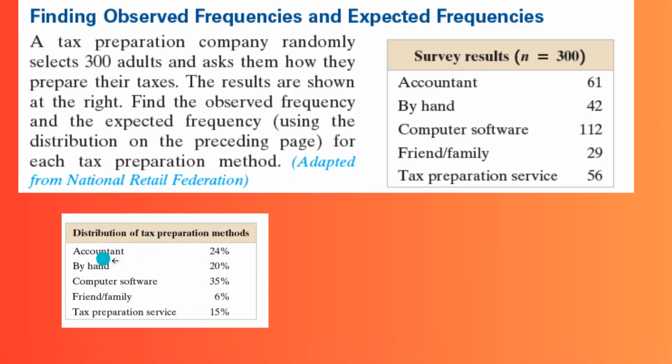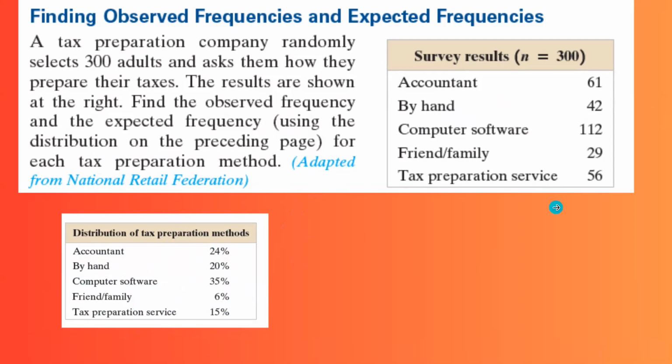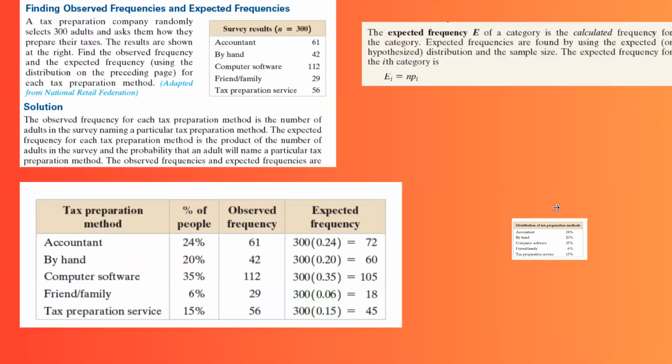The distribution says the accountant accounts for 24% of tax preparation, by hand 20%, computer software 35%, friends and family 6%, and preparation services 15%. But we want to calculate the observed and expected frequencies. Let's go to the next page.